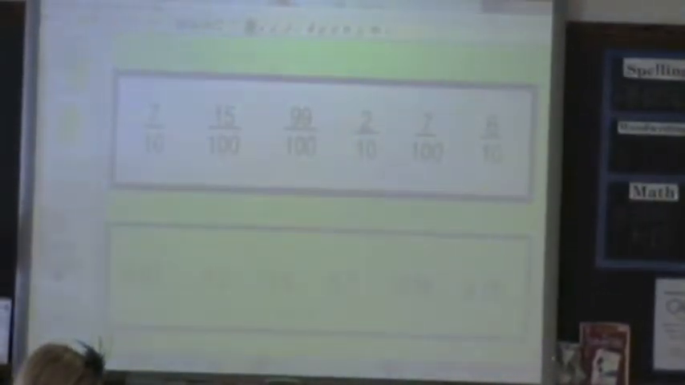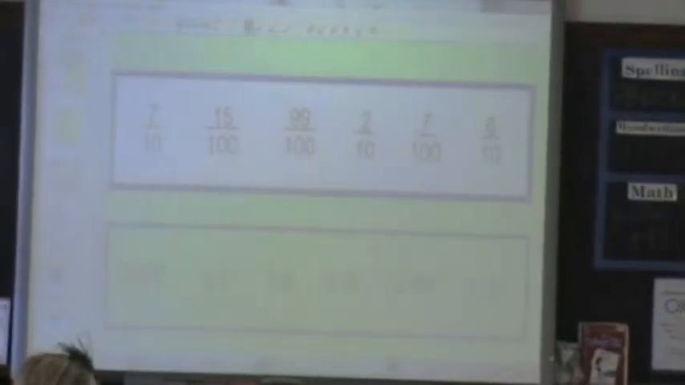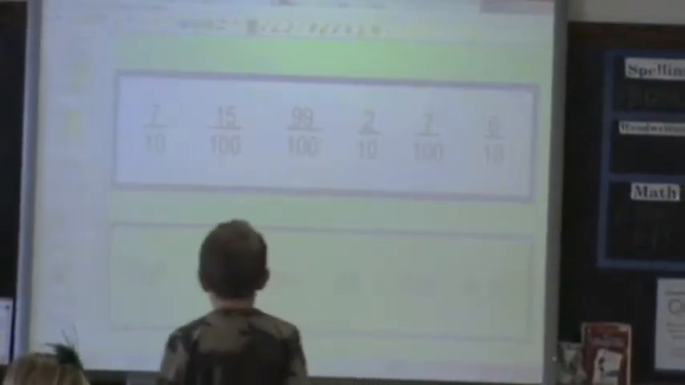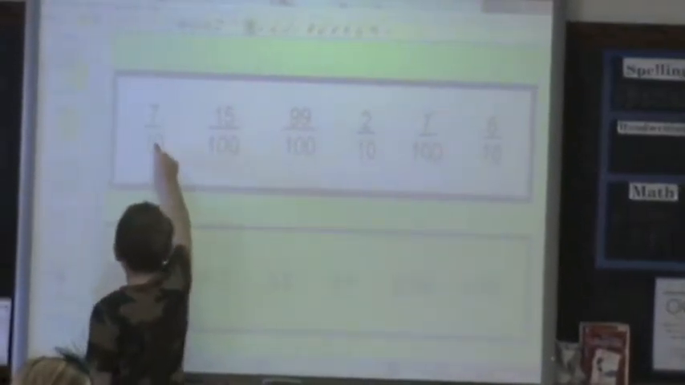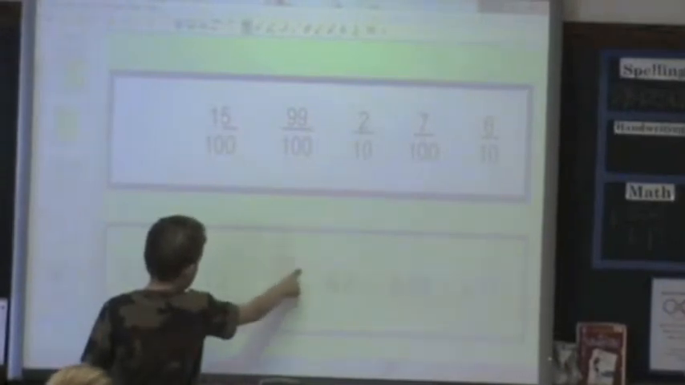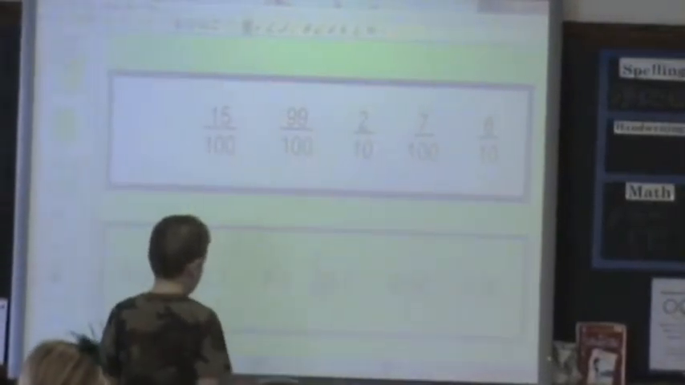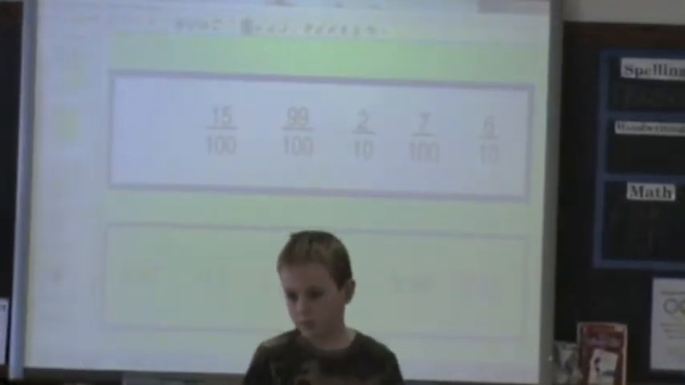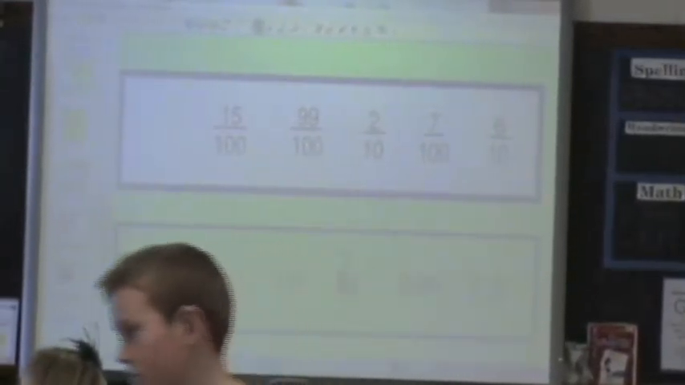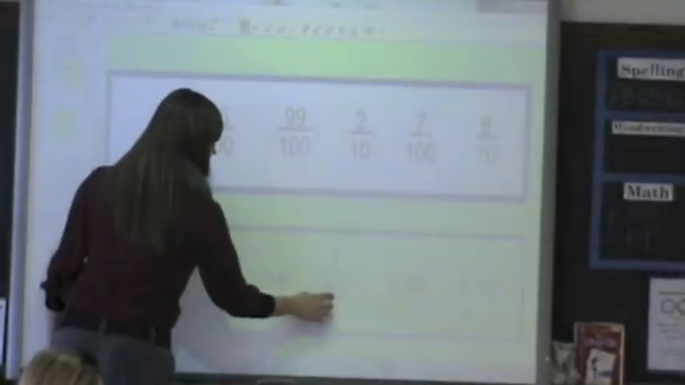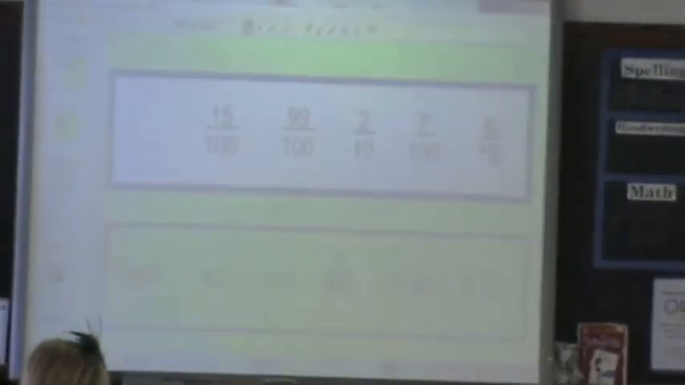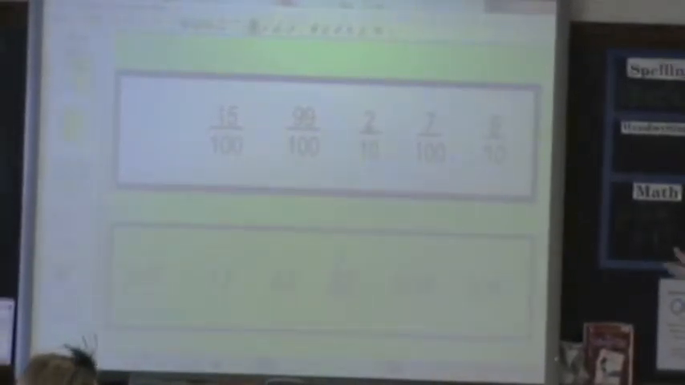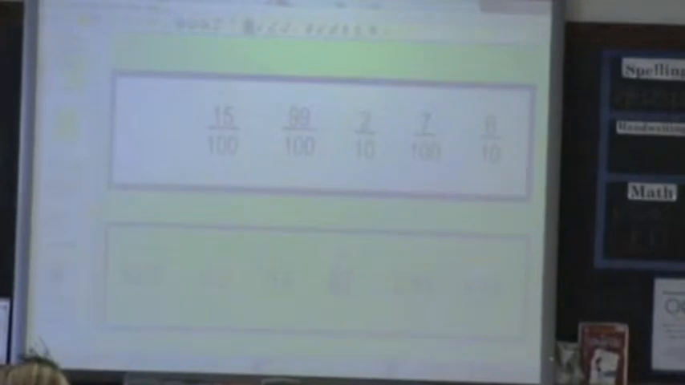Dylan, you want to come up here and do 7 tenths? Seven tenths, so drag it. Right on top of it. Okay, it didn't work, but it's supposed to be 7 tenths. So yep, that one's right. Okay. Anyway. 15 over 100. 15 hundredths.